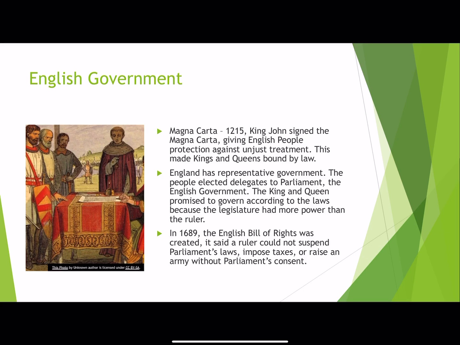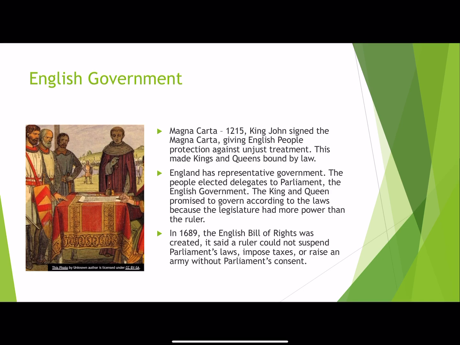Okay, so in 1215, the Magna Carta was created. King John signed the Magna Carta giving English people protection against unjust treatment. This made kings and queens bound by law. Before this, England controlled their people based off of a tier system. If you were the poorest of the poor, you were basically nobody, and you had no rights, no say. Kings and nobles had all the power before this.